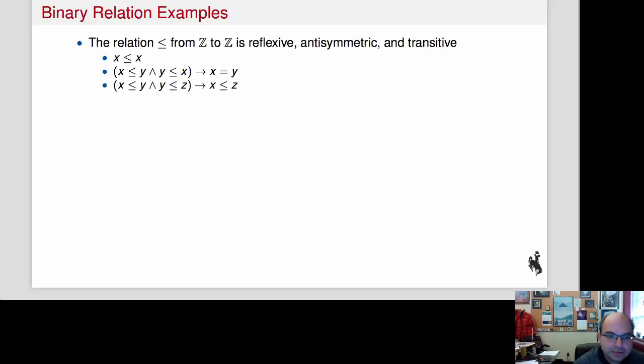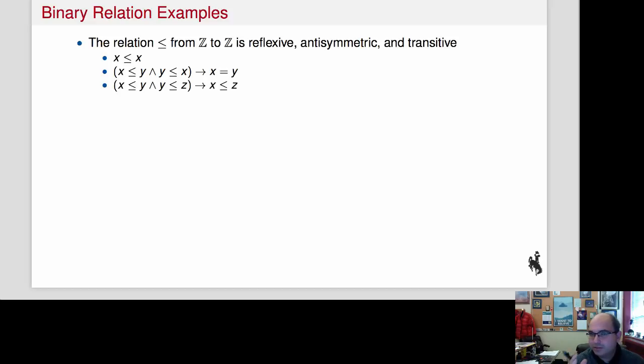Okay, so let's look at some examples of binary relations and how they have these properties. So we'll start with the relation less than or equal to on the integers. And we see that it has to be reflexive because x is always less than or equal to x, right? So reflexivity is taken care of. How about symmetry? Well, it's certainly not symmetric, right?